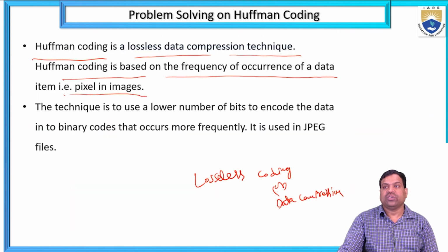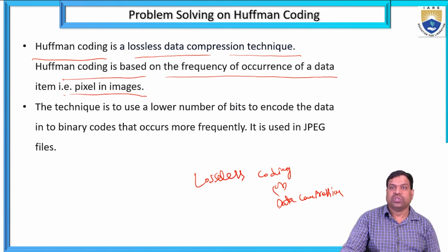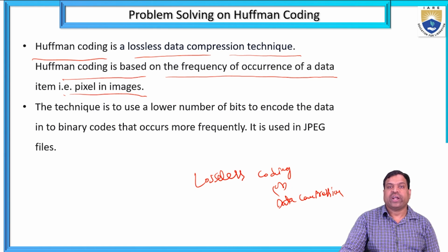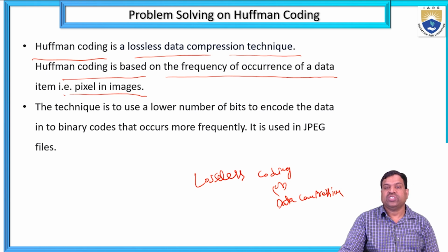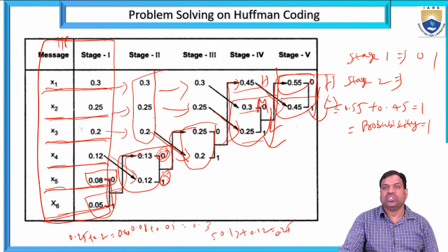Huffman coding is a lossless data compression technique, and it is based on the frequency of occurrence of a data atom, that is, a pixel in images. This technique uses a lower number of bits to encode the data into binary codes for what occurs more frequently, as in JPEG.